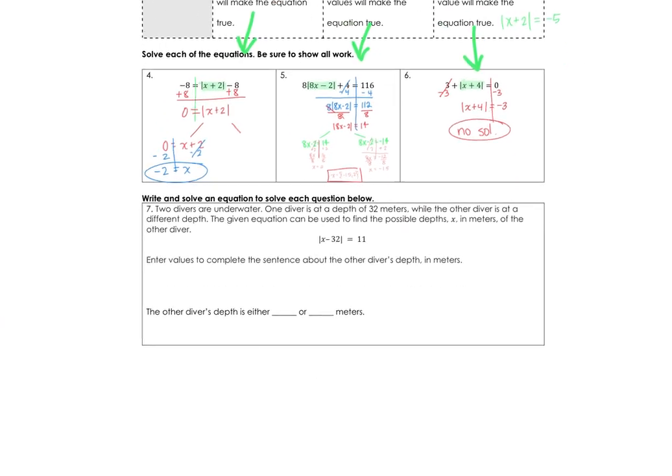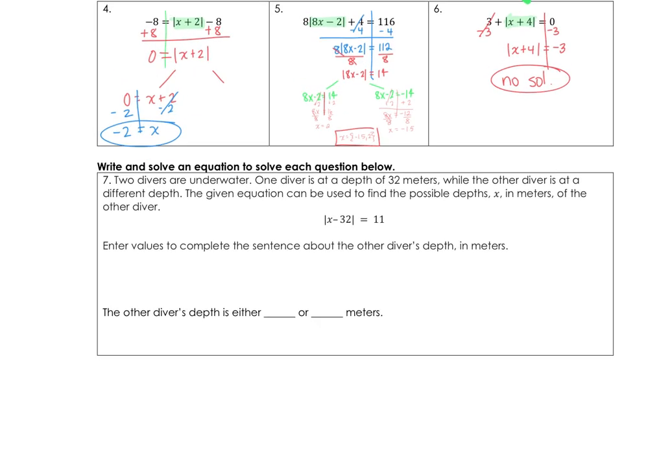Last but not least, a word problem. And I will tell you that this word problem came directly from the EOC last year. So fingers crossed, this is what the word problems look like when you see it again this year on the EOC. You've got two divers underwater. One diver is at a depth of 32 meters while the other diver is at a different depth. The given equation can be used to find the possible depths x in meters of the other diver.